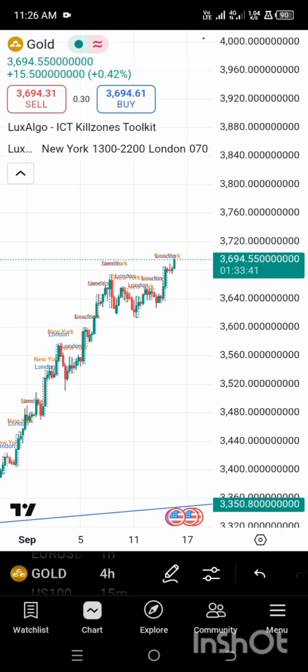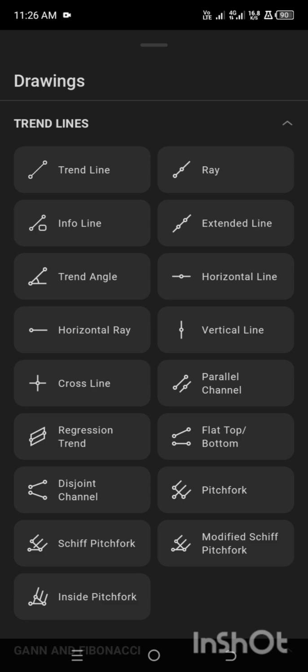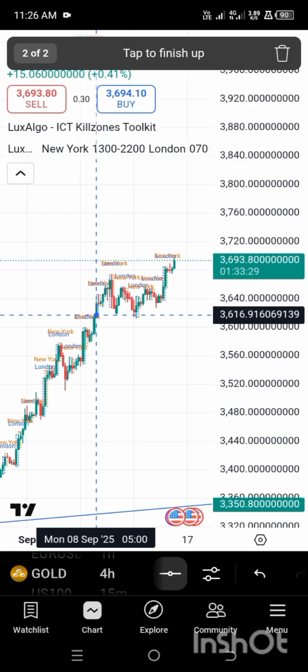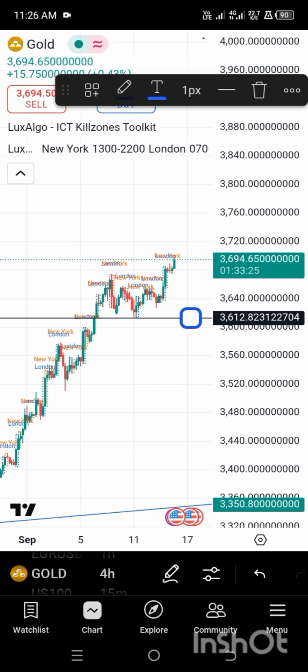Let's see another tool. We have the horizontal line and the horizontal ray. They're almost the same. You can be drawing them, let's say, at swing lows or swing highs, or you can be using them to mark the resistance and support zones. So when price breaks above that zone, then you will be entering your position.